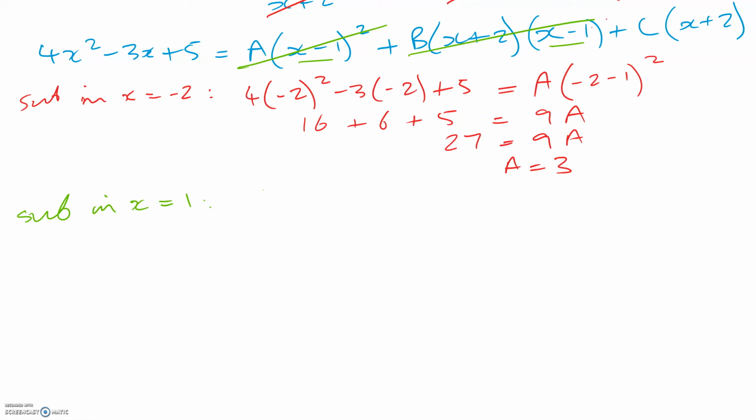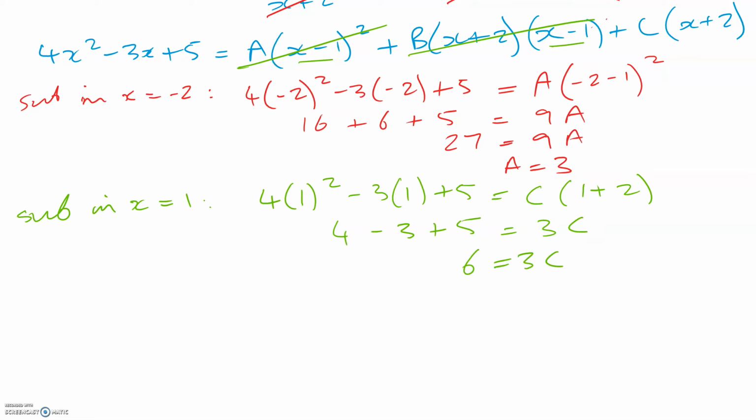So the left hand side, 4 times 1 squared minus 3 times 1 plus 5. The right hand side will just be c times by 1 plus 2. So that is 1 squared times 4, so that's 4 minus 3 plus 5 is going to give us 6 equals 3c. And so c is going to equal 2. So we've now found out that c equals 2, a equals 3. We just need to work out what b is now.